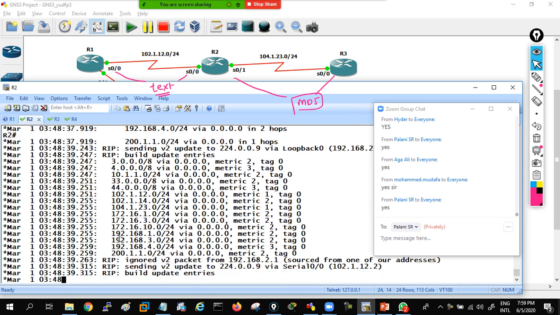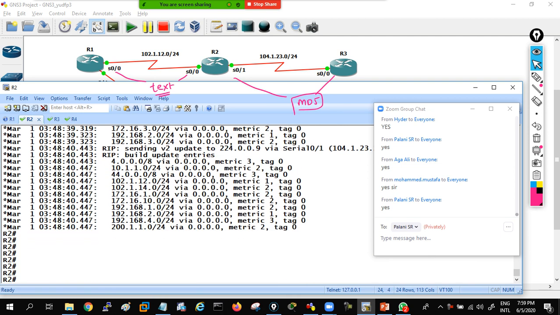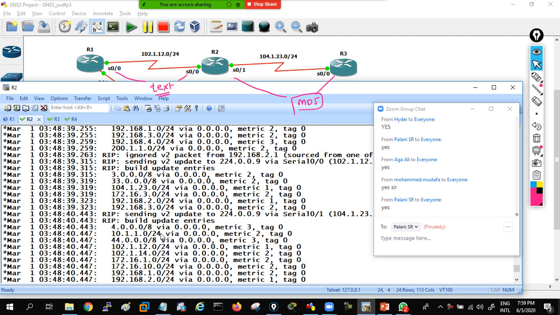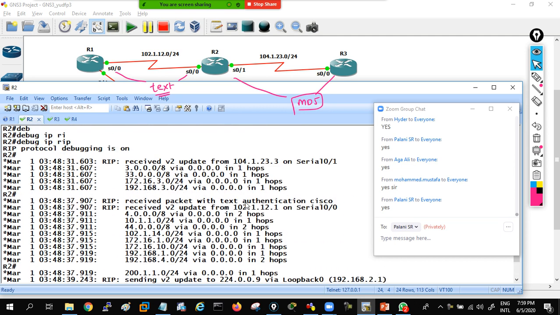See Palani here. The authentication key is showing Cisco. It's showing in clear text. Is it clear, Palani? Yes, sure, it's clear for you now, right? Because clear text is nothing but it shows you the key in clear text. Got it, everybody? See, the authentication key is Cisco. Clear, everybody? If you understand this, give me yes.